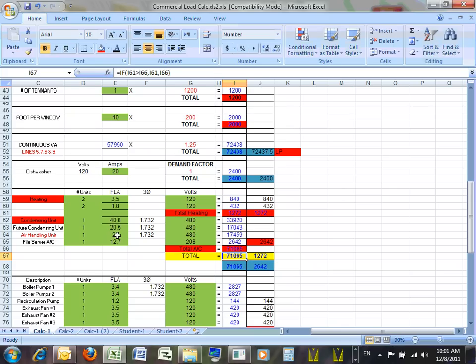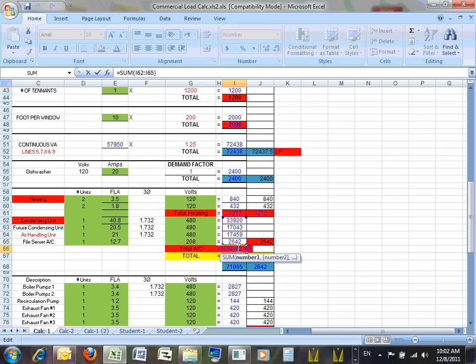Then I have to choose the largest of heat or cool. If you guys are with me, here's my heat. Can you see the heat is 1200? The cooling is a lot. The cooling is 33K, and 17K. By far, the cooling is more. So what I did here, I picked the total cooling equipment, and this one was the largest of heat or cool. Can you see that one right in here?